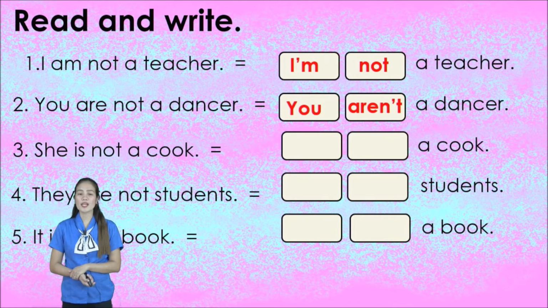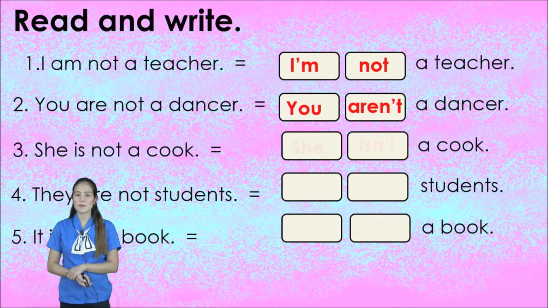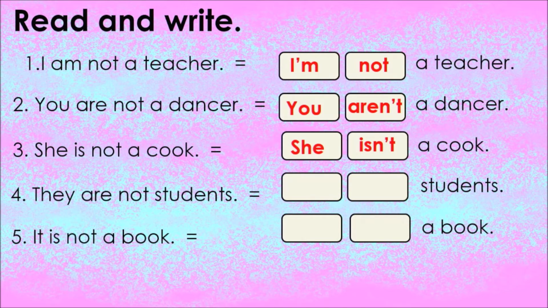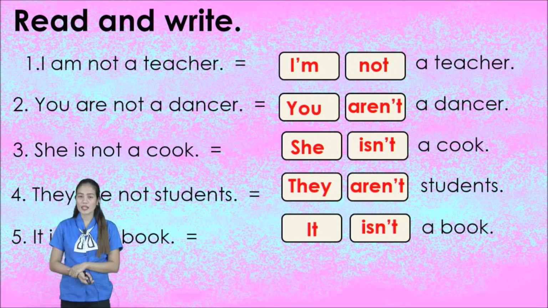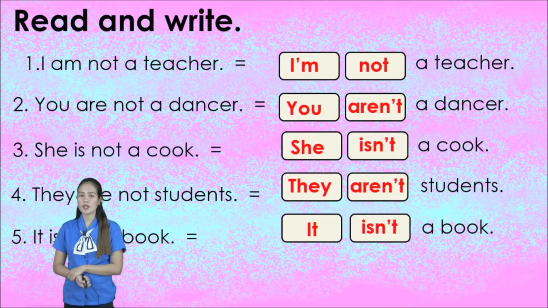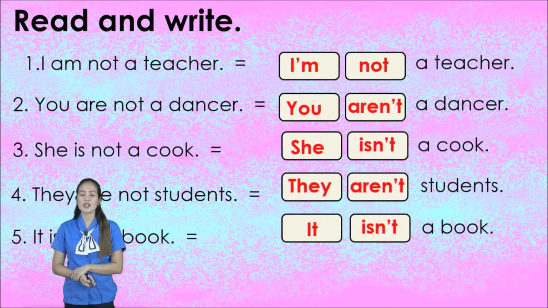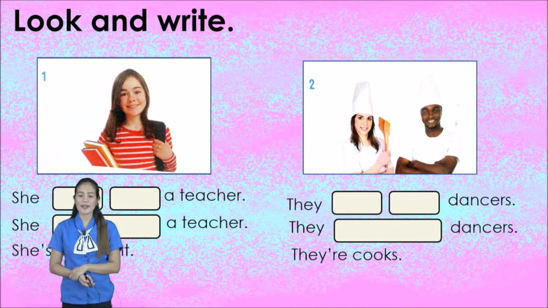Number three, she is not a cook. She isn't a cook. Number four, they are not students. They aren't students. And number five, it is not a book. It isn't a book. Okay, kids, kindly copy this answer on page 18. Next, if you are done, let's proceed to the look and write.